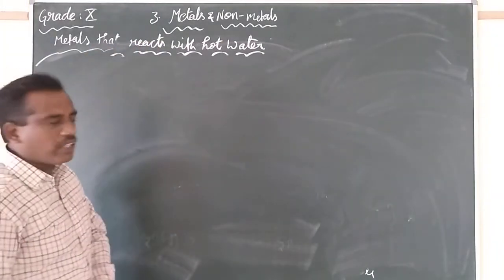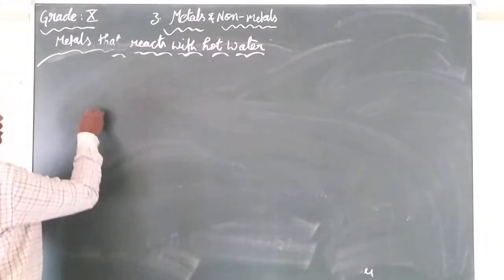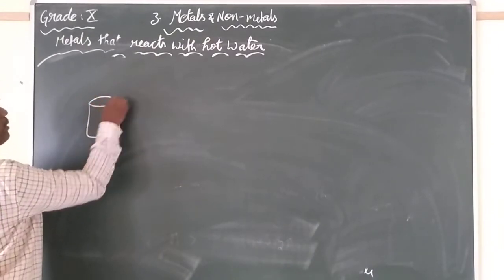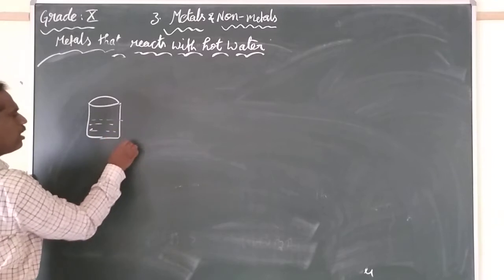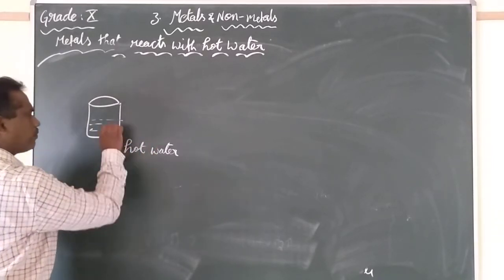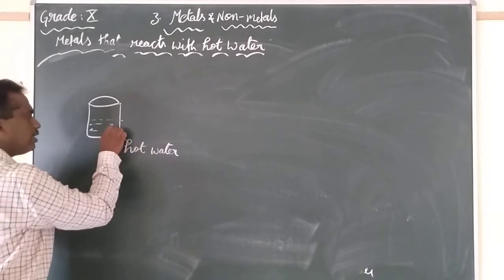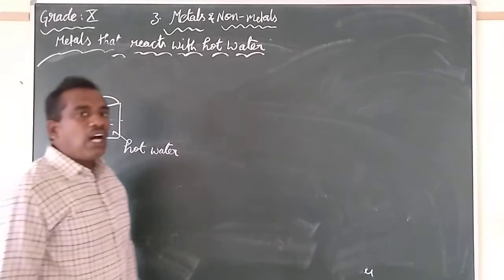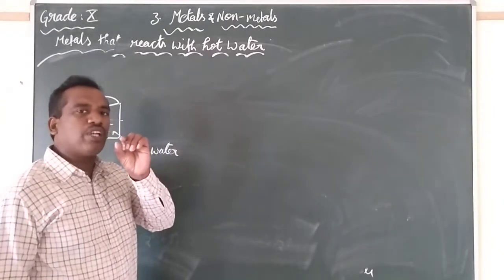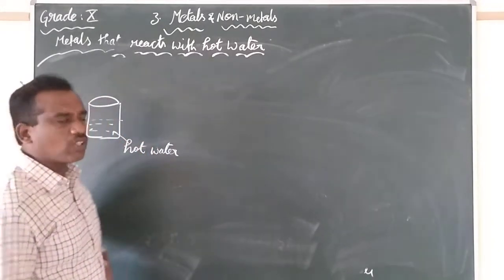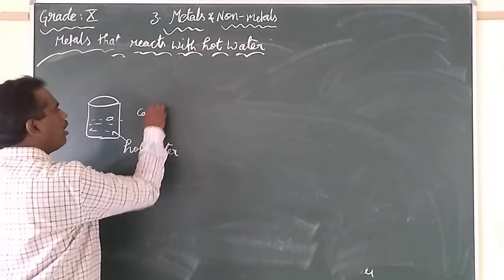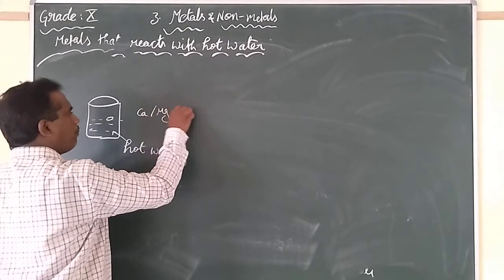Please see, we are taking a beaker. What are we taking? One beaker. In this beaker, we have placed some hot water. And we are going to place the pieces of calcium or magnesium in this hot water. What are we placing? The calcium or magnesium metal.